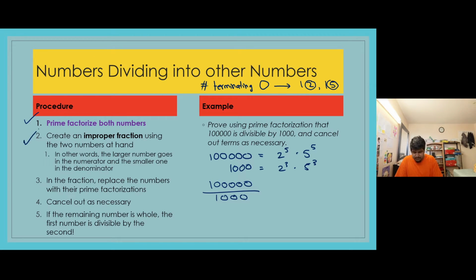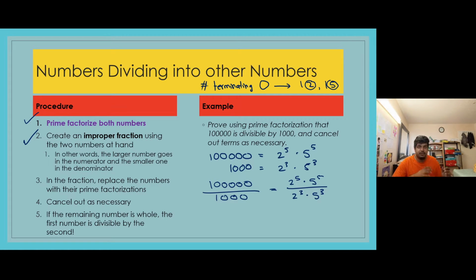Right? So that's step 2. Step 3, in the fraction, instead of having actual numbers, we're going to replace them with the prime factorization. Let's do that. So instead we have 2 to the power of 5 times 5 to the power of 5 over 2 to the power of 3 times 5 to the power of 3. Right? And then step 4 is to cancel out.